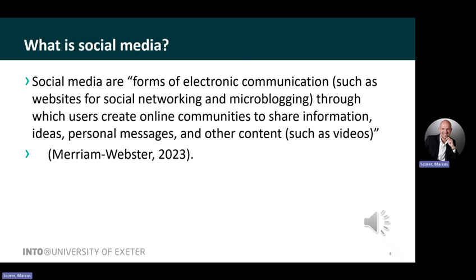Essentially, social media platforms are online spaces where people can connect, share content, and engage with others. Some of the most popular examples include Facebook, Twitter, Instagram, TikTok, Snapchat, and YouTube. Some of you may also be familiar with Weibo or Douyin in China. These platforms have changed the way we communicate, consume information, and interact with the world around us.